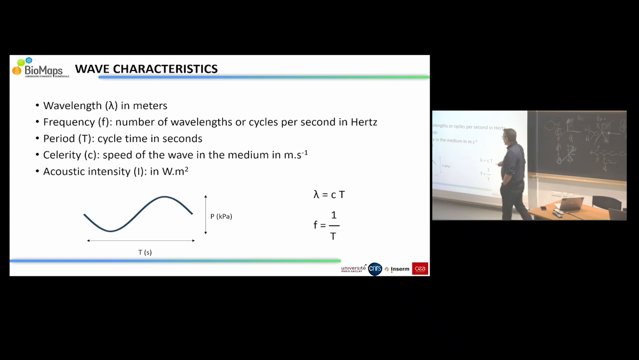What are the other characteristics of the ultrasound? The other characteristics are the wavelength, of course, the length of the wave, its frequency, its period, its speed, which is very important to characterize many things, and also the acoustic intensity, the power, which is the power with which we send the ultrasound into the body.